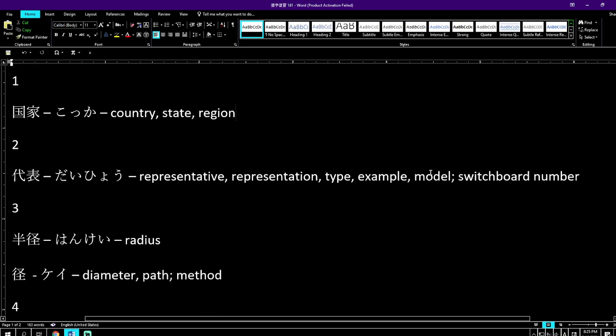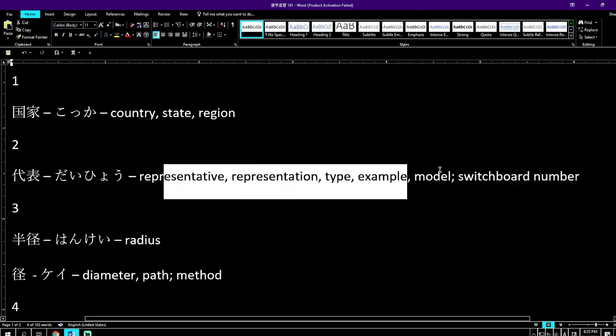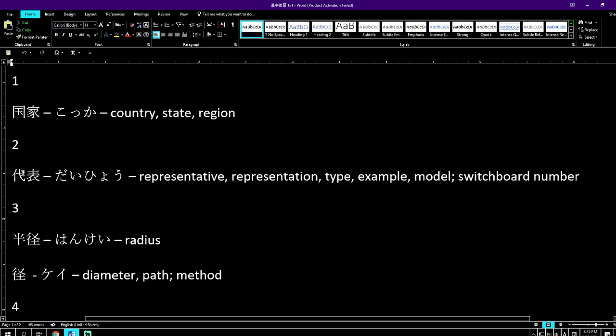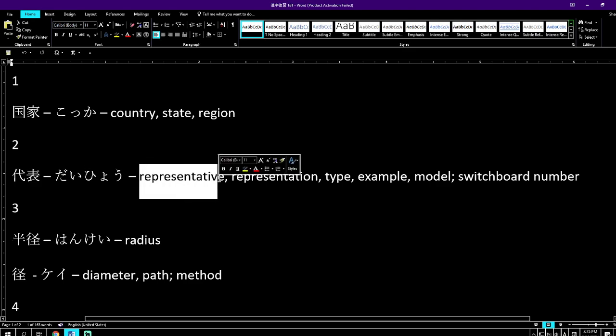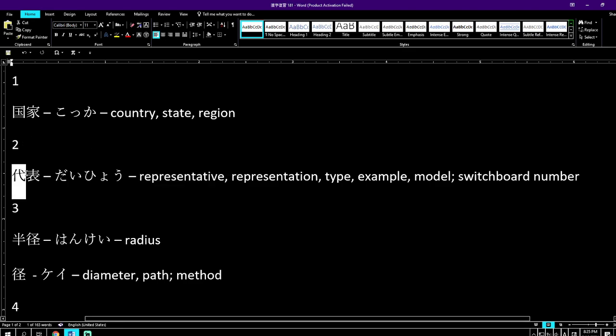Number 2 is daihyo. Daihyo is a representative, a representation, an example, or a model of something. It can also be a switchboard number, but we're going to take it as this first kind of representative or model kind of deal. Dai on the left side is a substitute, and hyo on the right side is the face or the surface of something. So a substitute for things just on the surface is a representative, as a representative is just a stand-in for the people's opinion. Such is a daihyo, a replacement face for something or someone.